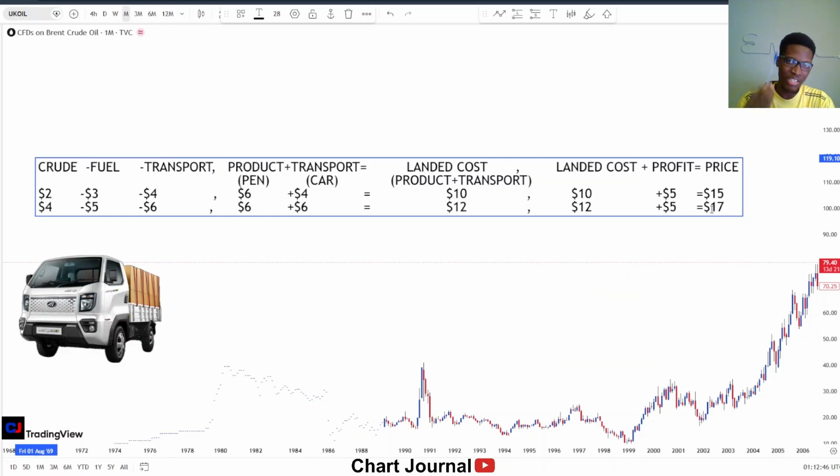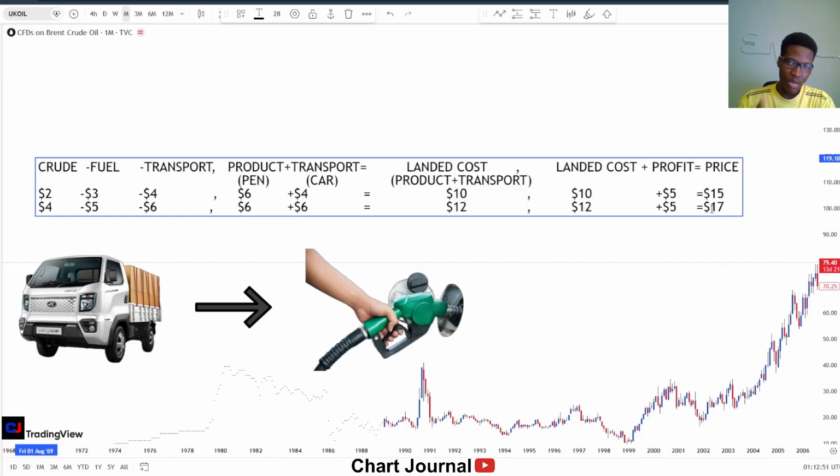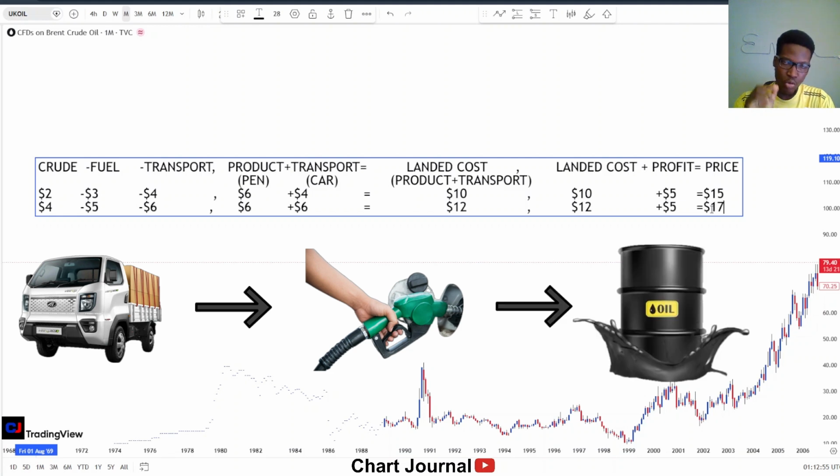And why did the transportation cost increase for this pen? It increased because of fuel cost. And why did fuel cost increase? It increased because of the price of crude oil. So it is very important to know what crude oil is doing. Then we can now trace it out into the economy to see how prices are likely going to react based on the main source or the main raw material here, which is crude oil.